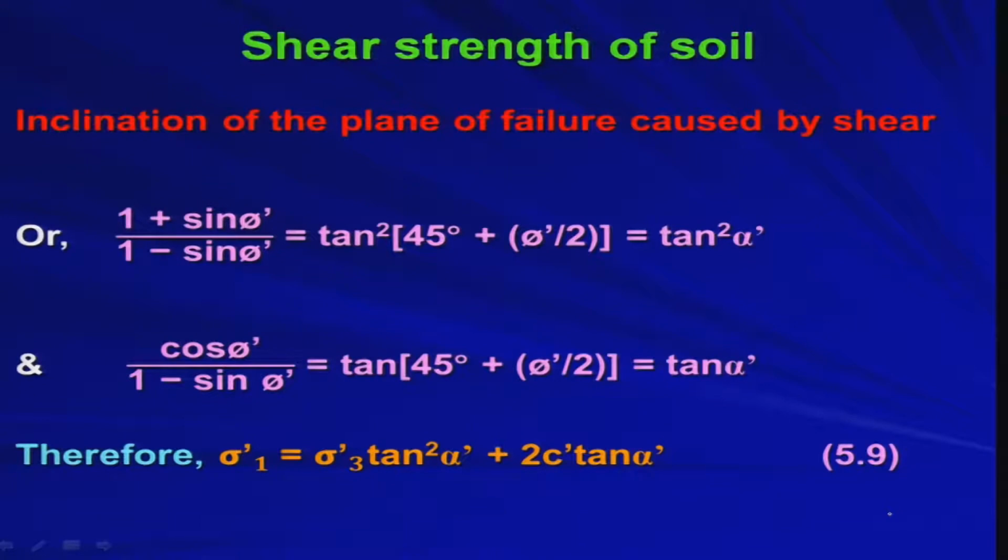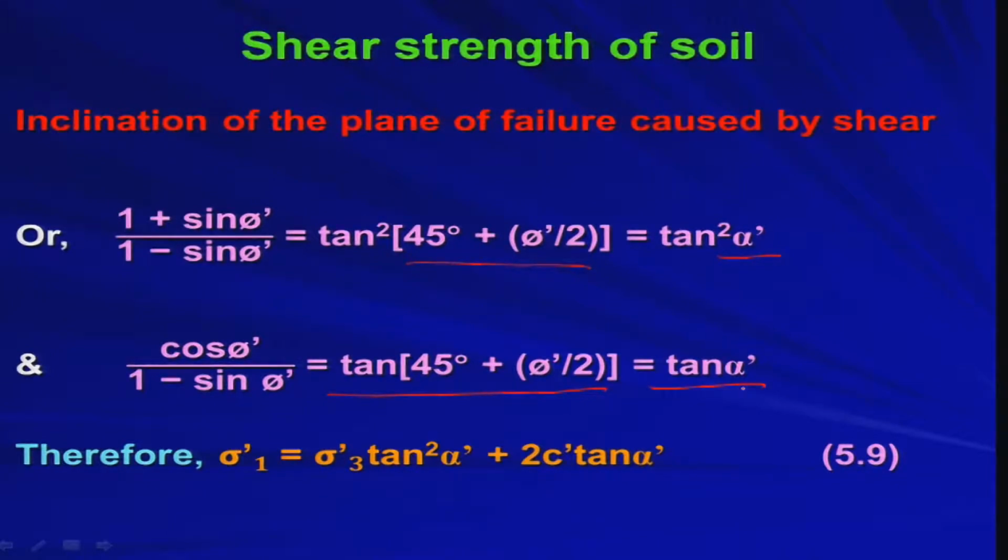Now, (1 plus sin phi) by (1 minus sin phi), mathematically I can express as tan square (45 degrees plus phi by 2), which is equal to tan square alpha. So alpha stands for 45 plus phi by 2. In place of 45 plus phi by 2, I am writing alpha. Similarly, cos phi by (1 minus sin phi) is nothing but tan (45 plus phi by 2), which is tan alpha.